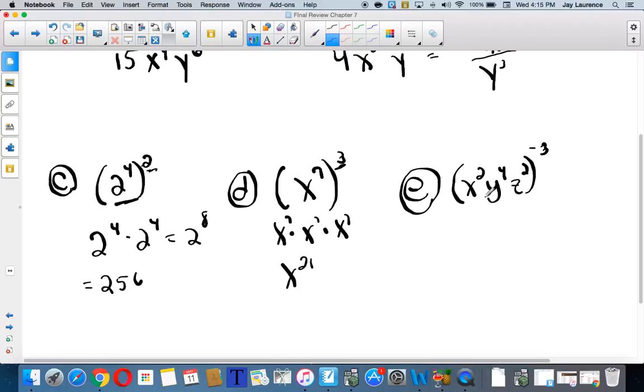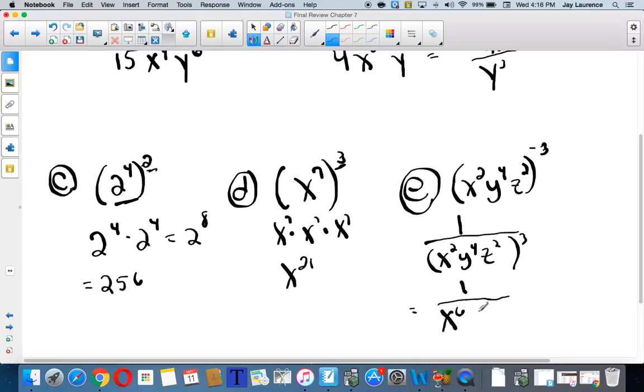All right, this one here is easy because the negative means to use the reciprocal. So I'm going to use the reciprocal. I'm going to use 1 over the quantity of x squared, y to the 4th, z squared. But that's still cubed, right? So now I'm going to have 1 over x to the 2nd cubed, which would be x to the 6th. Y to the 4th cubed, I think that's going to be y to the 12th. And z squared cubed will be z to the 6th.